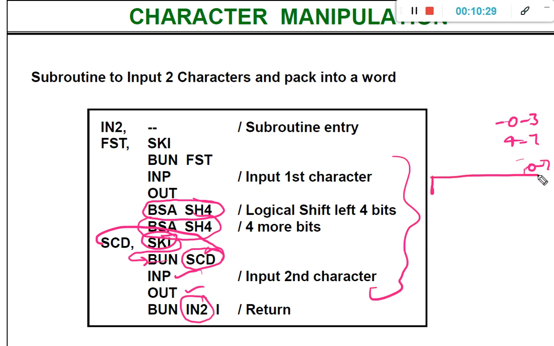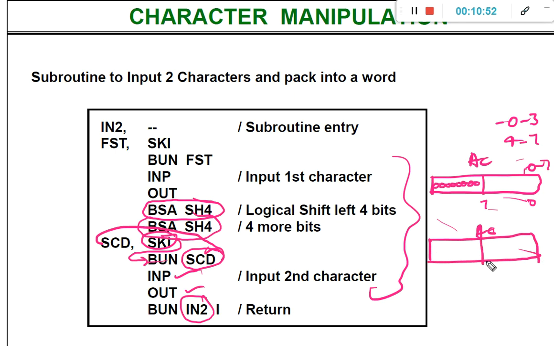Now, in the accumulate register, previously we were storing the first character from 0 to 7, and we were making all the remaining bits zeros. However, now using this program, we can store two characters in the accumulate register, one character from 0 to 7, another character from 8 to 15, so that memory is saved, isn't it? Like that we are going to implement the character manipulation.